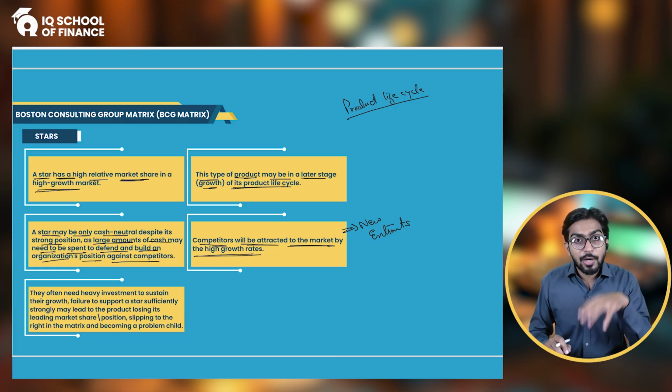But now you are in the market, you are successful, you have high growth, high market share, and the market is going to grow. So people will see that yes, it's a profitable market, let's jump into the market, and they will also come. So what you need to do is defend your market share from them, because they are the new entrants.